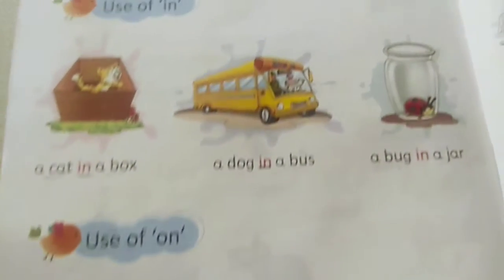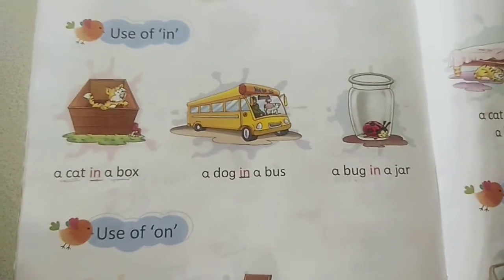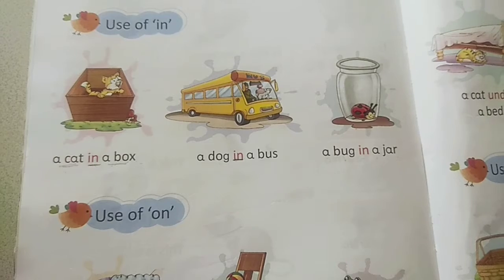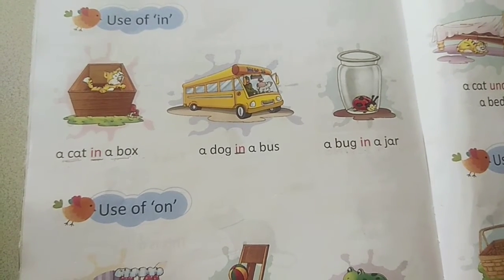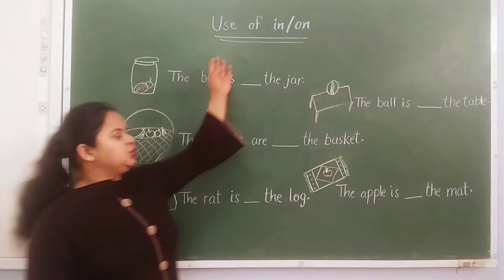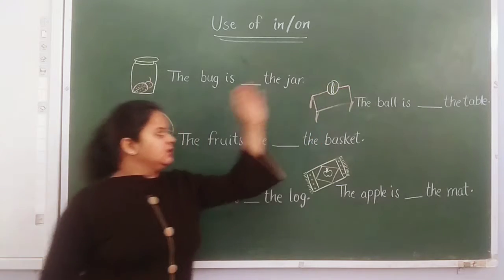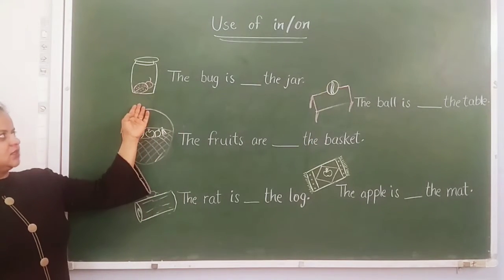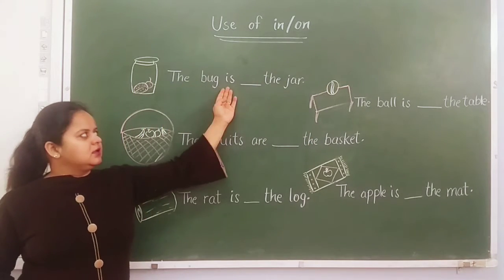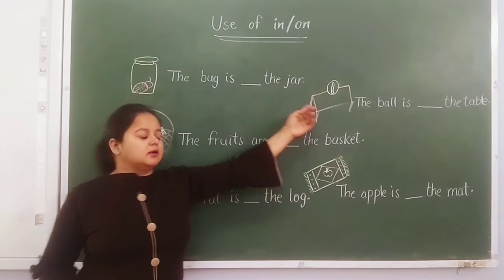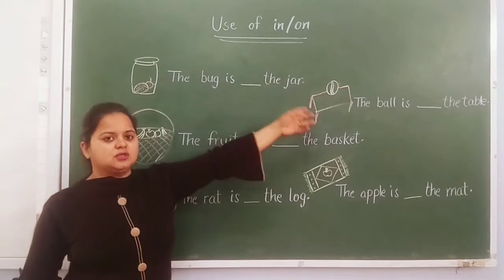Now my dear students, we will do the practice of this concept with help of blackboard. So let's have a look on blackboard. Use of in, on. So let's start. The first picture is here. The bug is dash the jar.